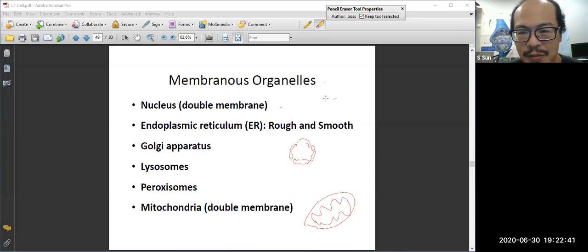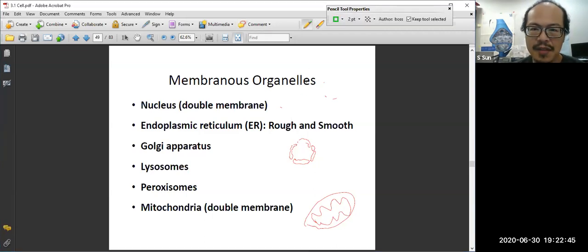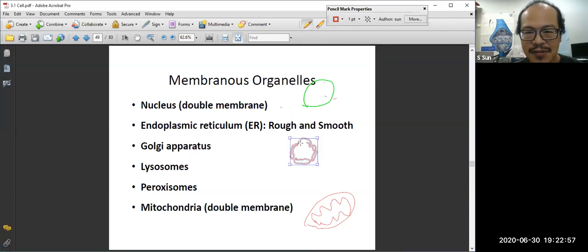Typically, a cell has a single membrane. But in the nucleus, it's very much like this one here. So it has a double membrane. Mitochondria also have a double membrane, an outer membrane and an inner membrane. We will talk about those.